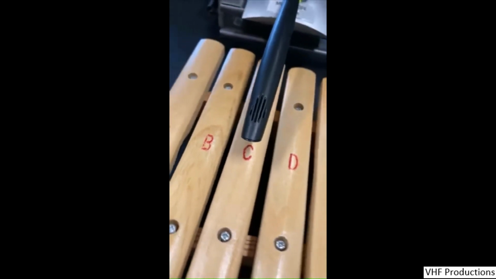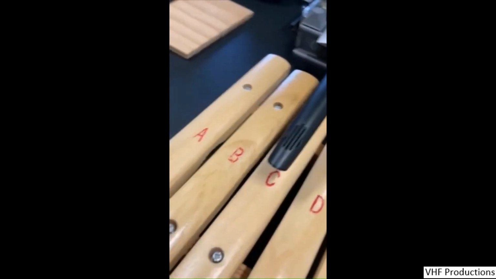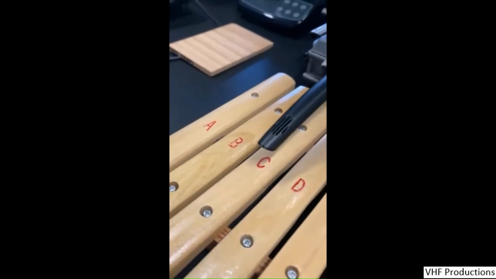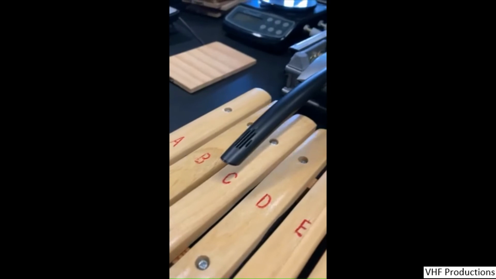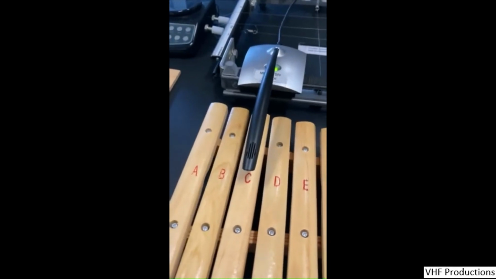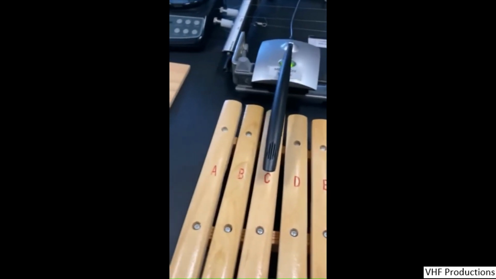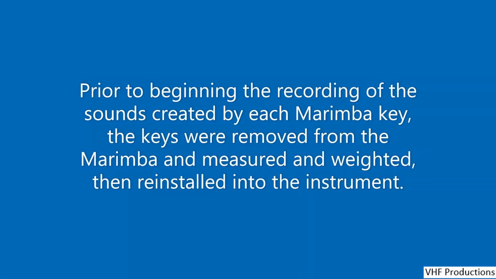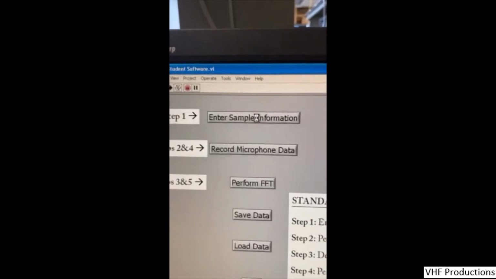We set up the microphone above the key on the marimba, and then we're going to strike that key at the edge in order to cause it to resonate. We will capture that sound with the microphone and record it into the software tool designed to be able to examine the captured acoustic signal. Prior to beginning the recording of the sounds created by each marimba key, the keys were removed from the marimba, measured and weighed, and then reinstalled in the instrument. This allows us to have data input to the keys in the software tool.